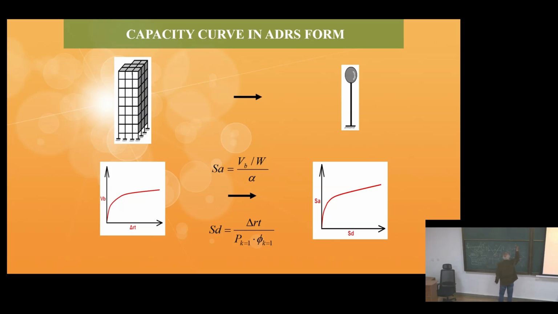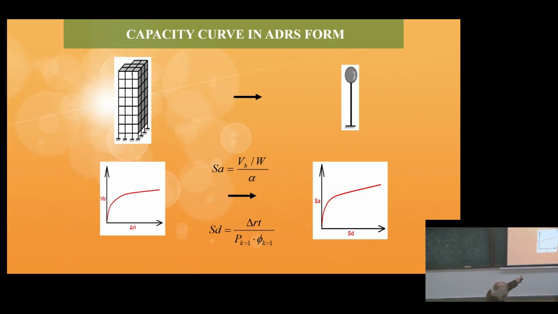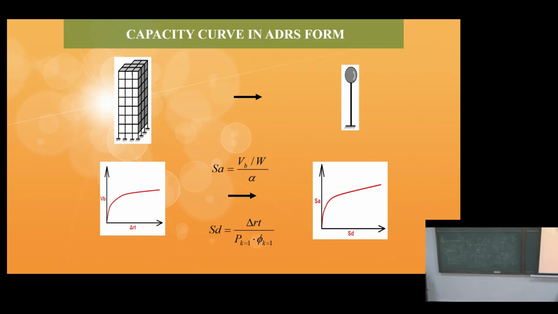And SD is nothing but SA divided by omega n squared. So this VB delta T plot is converted into SA-SD plot. This is the crucial thing in CSM. The name CSM has come from that, and we do this converting into SA-SD.